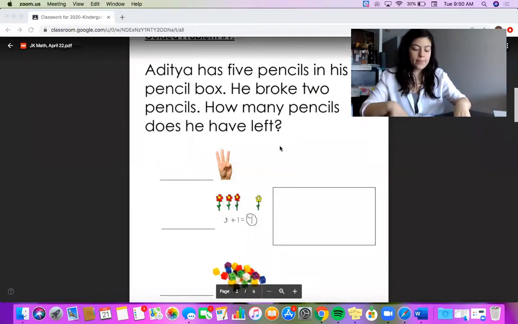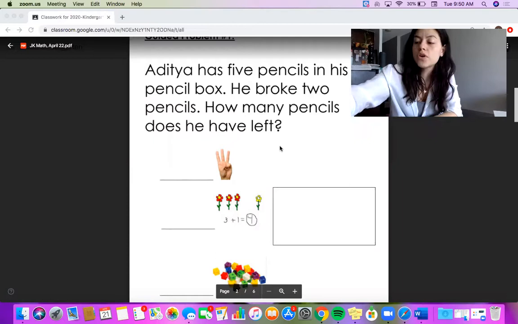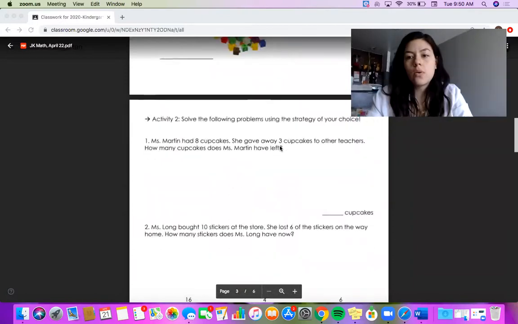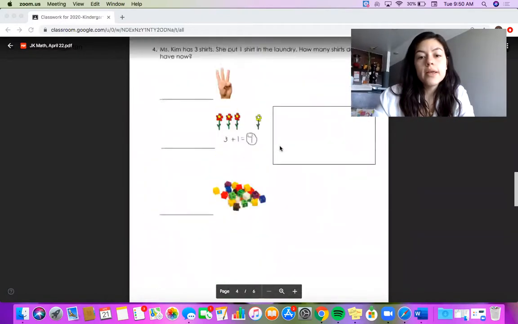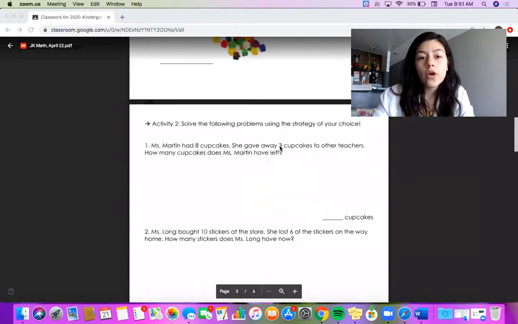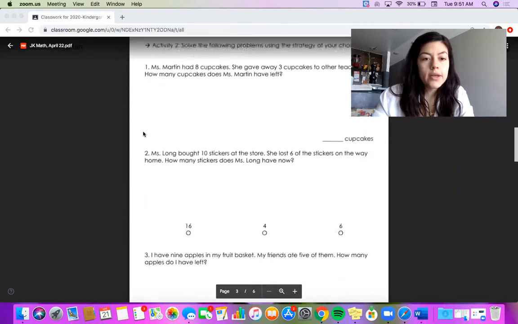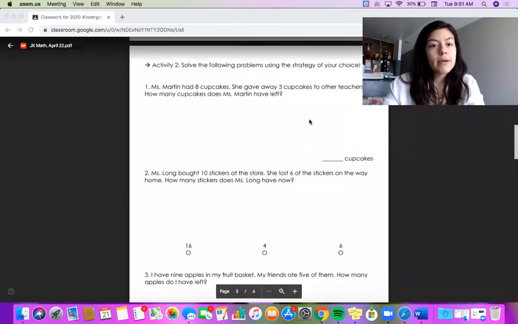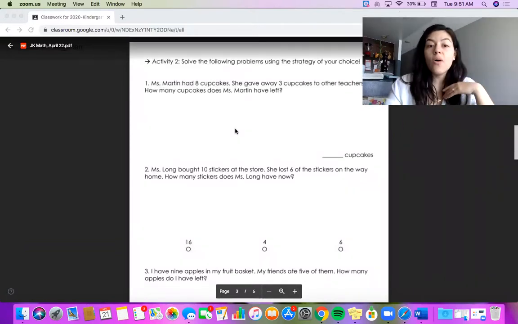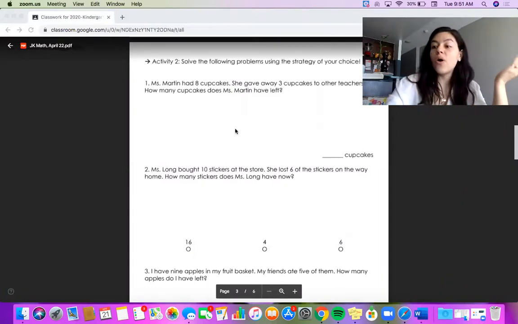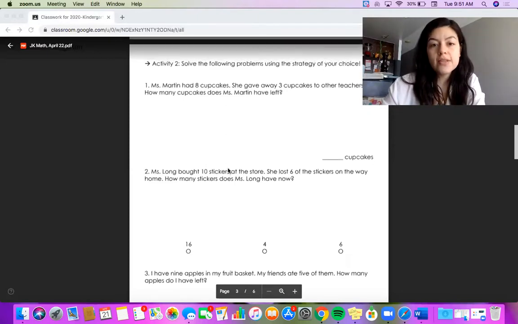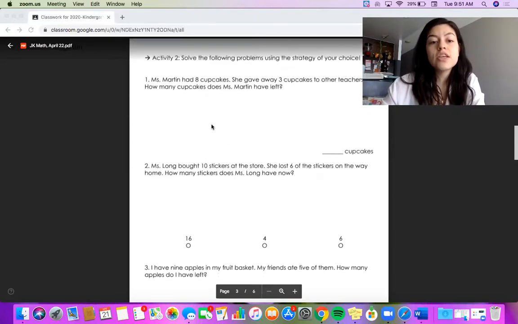All right. Now that I've showed you that example, I'm going to navigate you through the worksheet and explain what you need to do for today. So you have one page here where you can solve the problems using the strategy of your choice. So here there's 1, 2, 3 problems, and you can solve them all by using your fingers, or you can solve them all by drawing pictures, or you can solve them all by using objects, or you can mix and match.